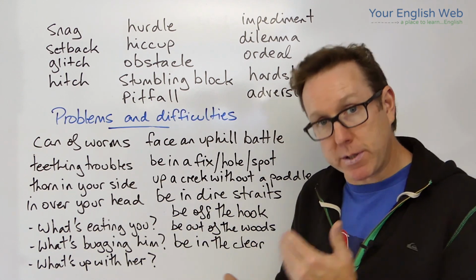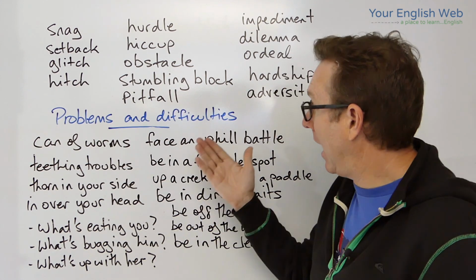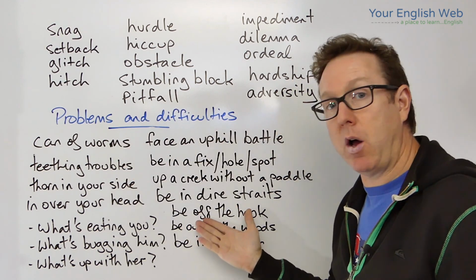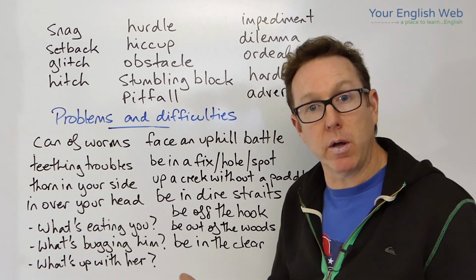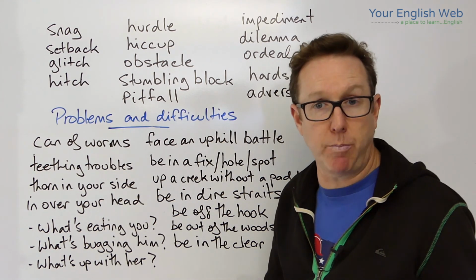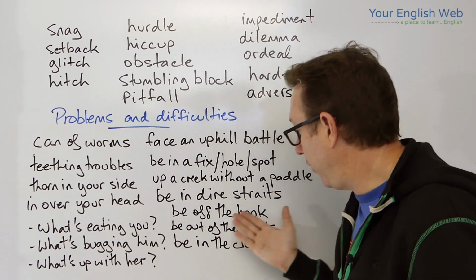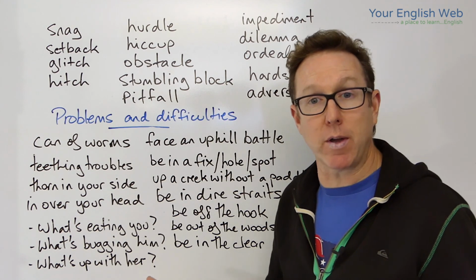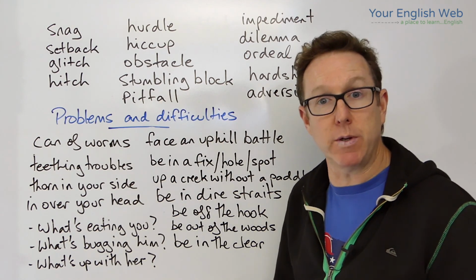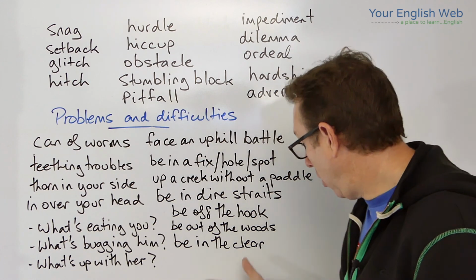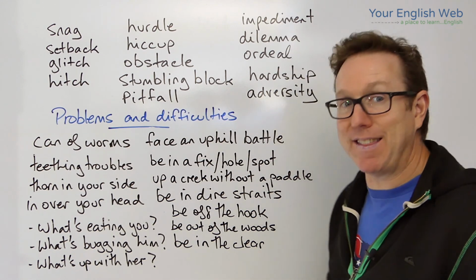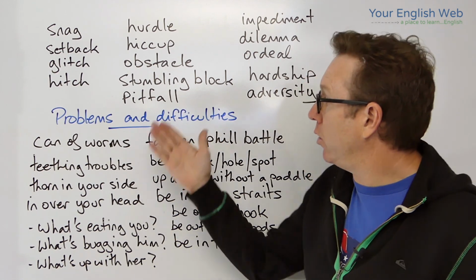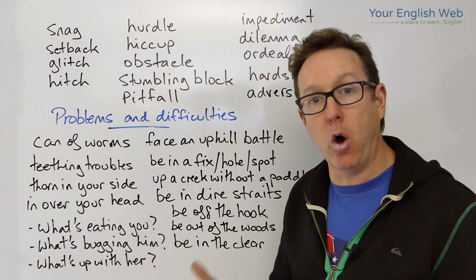Now, the opposite, so when you are no longer with problems or difficulties, you can say that you are off the hook, or we're off the hook, okay? The problems have disappeared, they've gone away, we're off the hook. You can be out of the woods, we're out of the woods, everything now is okay. We no longer have problems or difficulties, we are out of the woods. Or you can be in the clear, you can be in the clear, okay? So if you're in the clear again, your problems or difficulties are over.